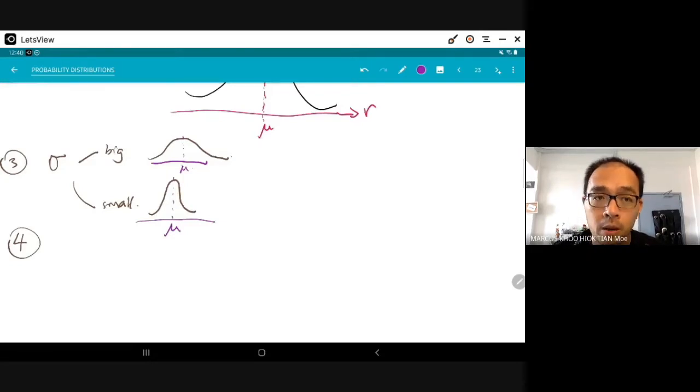Now there are situations where big standard deviation is good and there are situations where small standard deviation is good. Big standard deviation means the difference between the first person and the last person is very big. There is a lot of difference. Whereas if the standard deviation is very small, everybody is about the same. There is little difference.